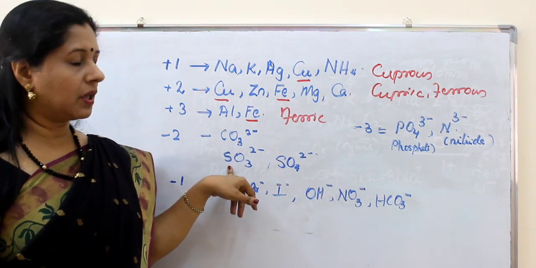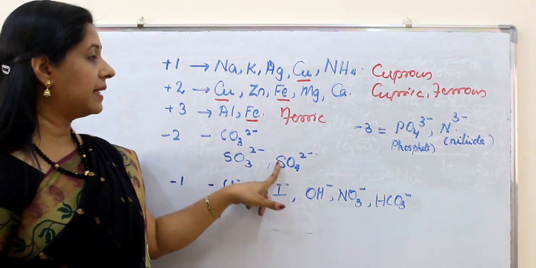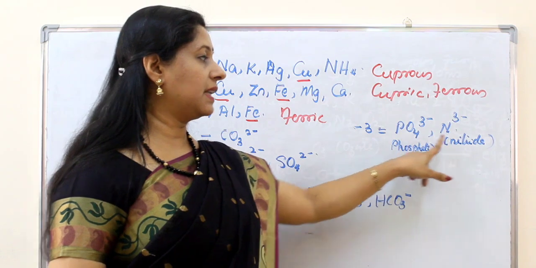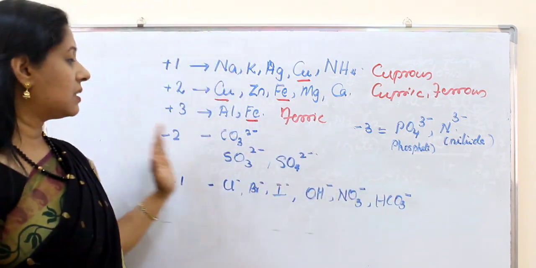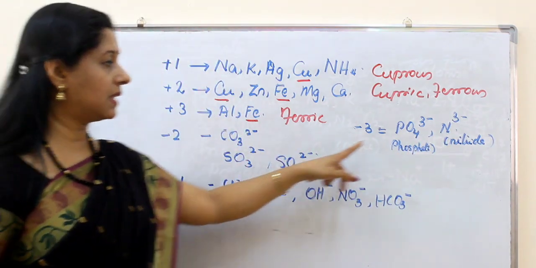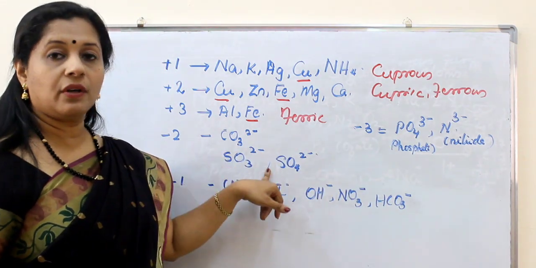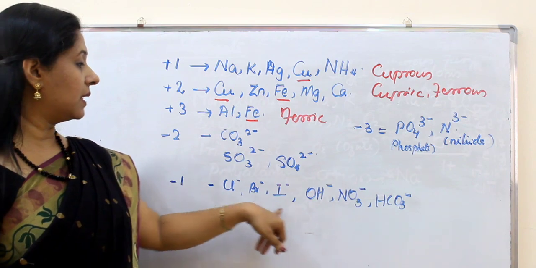SO3 2 minus is not coming in class 10. So carbonate and sulfate you have to remember. Then minus 3, phosphate and nitride only. So this is how you can remember. Phosphate 3 minus, so CO3, SO3 or SO4 2 minus, and the minus 1 is this.